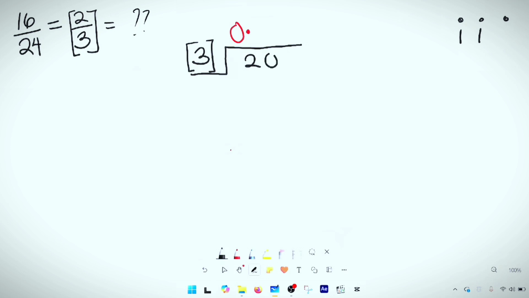Put a 0 here, such that this number inside is now 20. Instead of 2, we're going to count 20 using this template. 3, 4, 5, 6, 7, 8, 9, 10, 11, 12, 13, 14, 15, 16, 17, 18, 19, 20. Right, now we have 20.